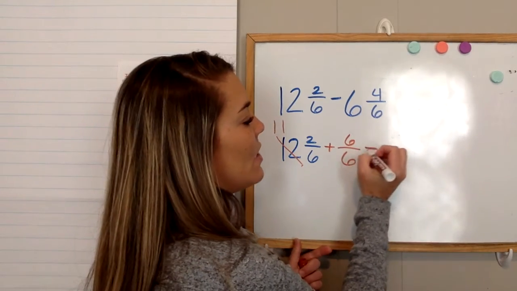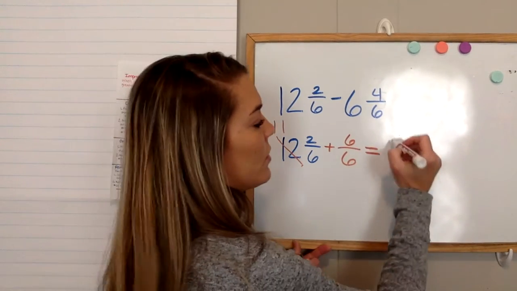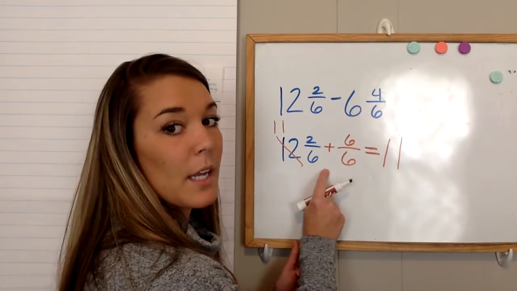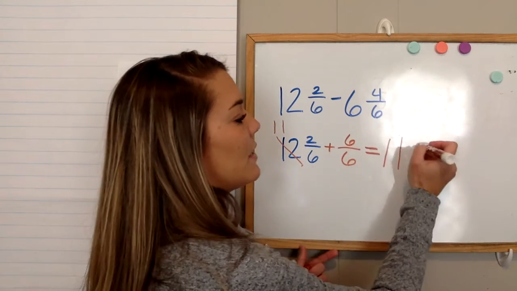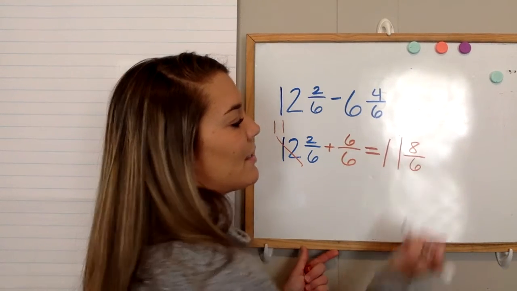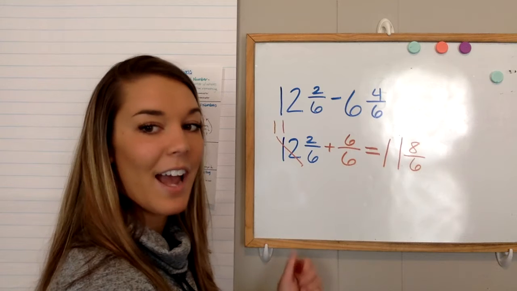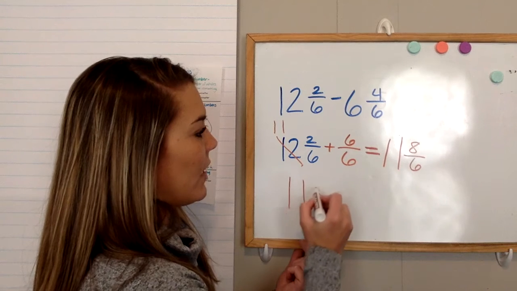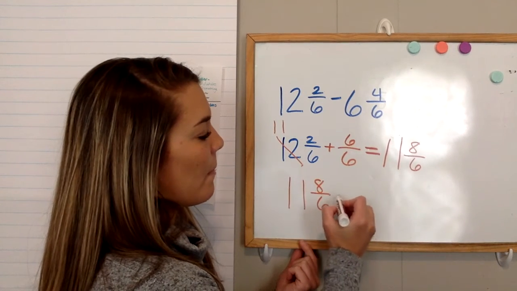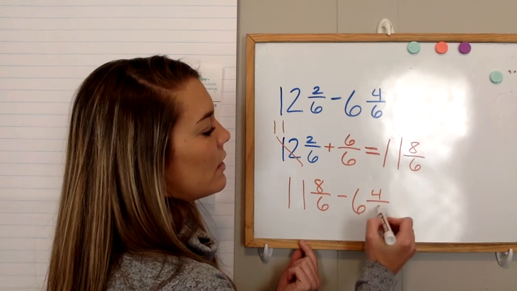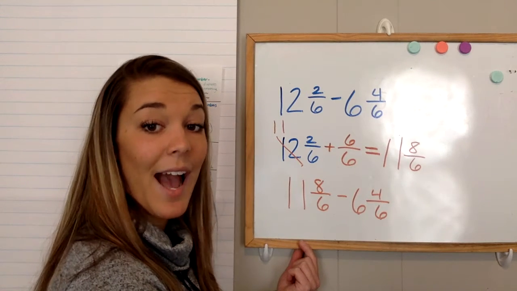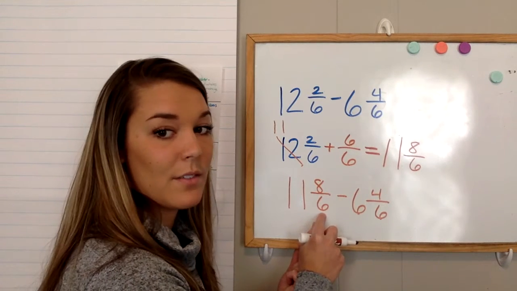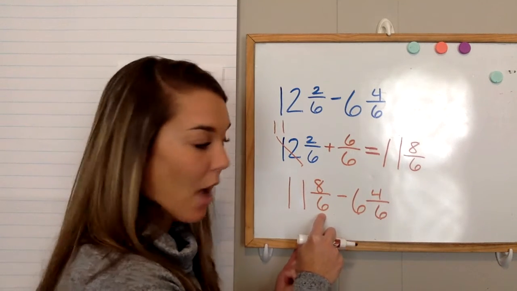So now let's see what this equals. I have 11 wholes, 11, and now I'm going to add my fractions with the like denominators. 2 plus 6 is 8. My denominator is 6. Okay, now I could subtract if I needed to. So I have 11 and 8 sixths minus 6 and 4 sixths. Do you see how now this fraction is less than this one? So that's why I'm ready to subtract them now.